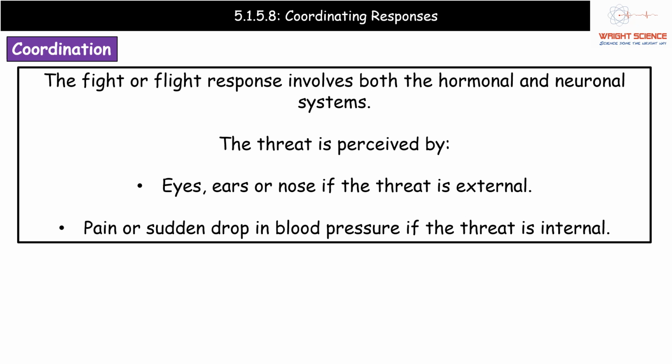Now, when it comes to coordinating all of those different bits, we're involving both hormonal and neuronal systems. The threat is going to be perceived by certain external features, so eyes, ears, nose, and then also internal threats. So if your blood pressure has a sudden drop, or if you're experiencing excruciating pain, for example, then you can see those same responses because it's an internal threat versus the external. But we clearly have to have monitoring of those two potential sources of threat, both internal and external.